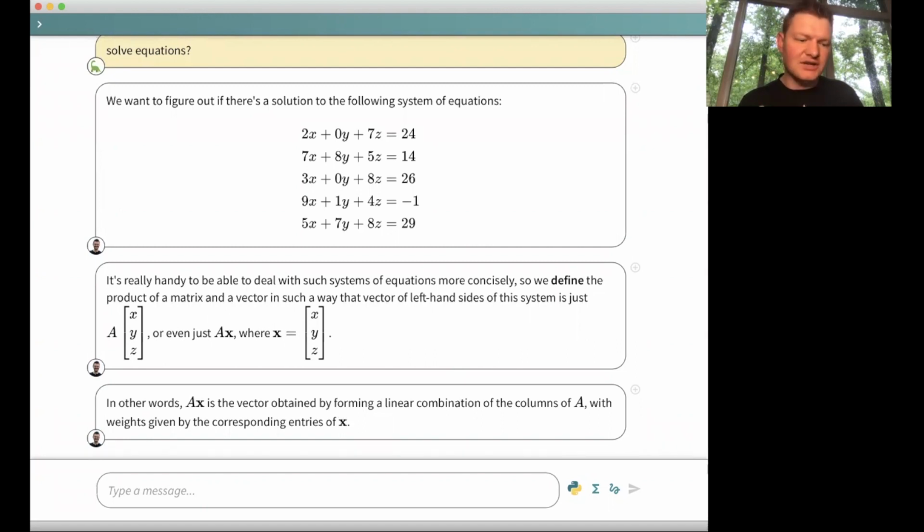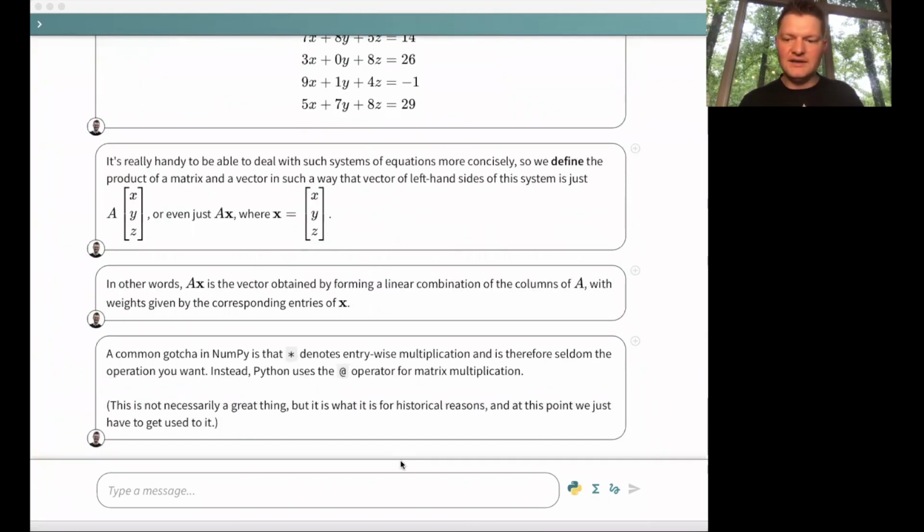So this is a notion of matrix vector product that is central. I would say it's a great starting point to connect to other notions of the matrix vector product, or other ways of thinking about it. I want to point out here that a common gotcha in NumPy is that this matrix vector product is not denoted with an asterisk as most product operations are. It's denoted with an @ sign.